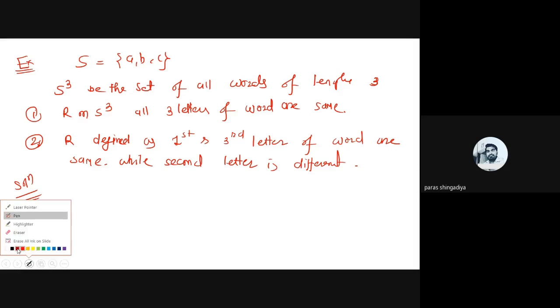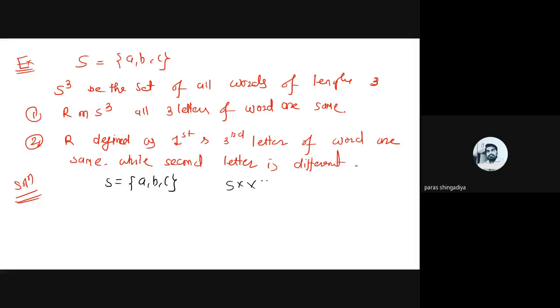What will the solution of the first be? We have S is equal to ABC given there. Now we can define S cube, clear? S cross S cross S. That way we can define the S cube. That will be 3 into 3 into 3, 27 pairs will be defined in S cube. Clear? 27 pairs. But now we would consider the limited form.